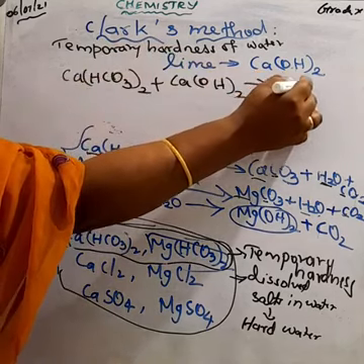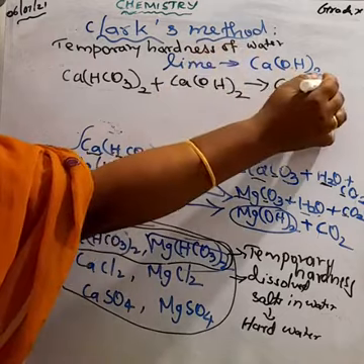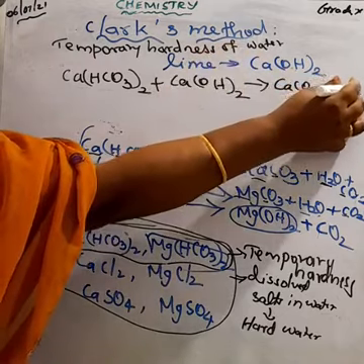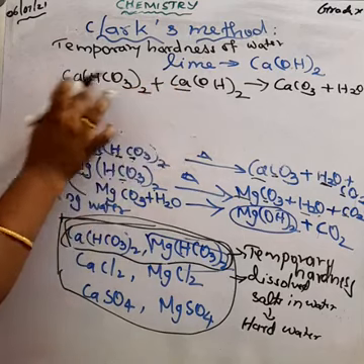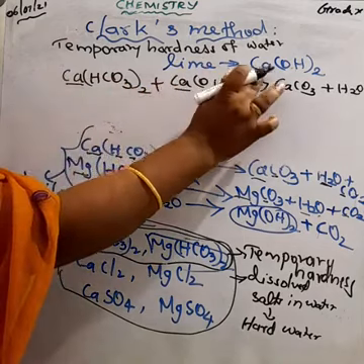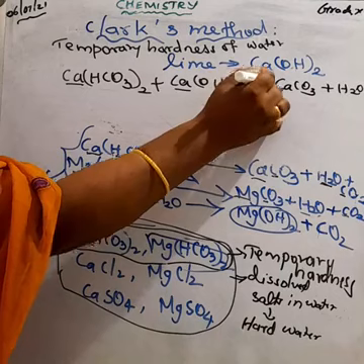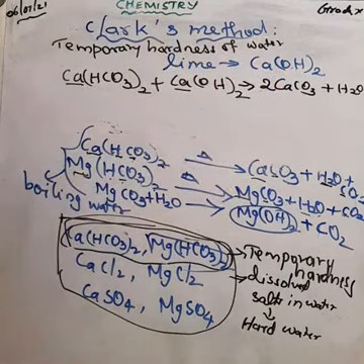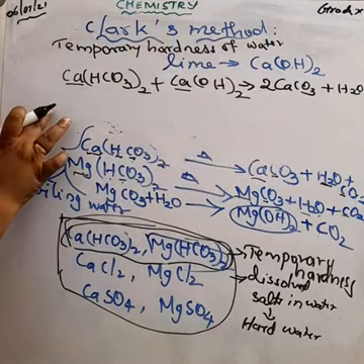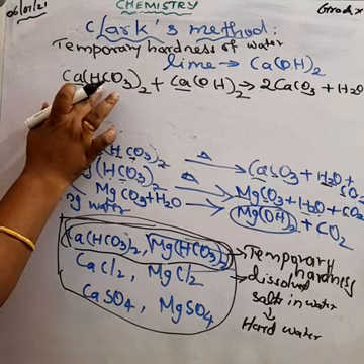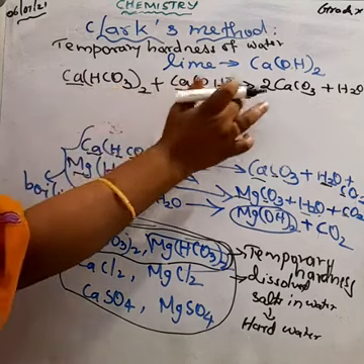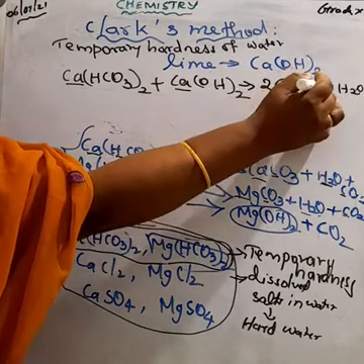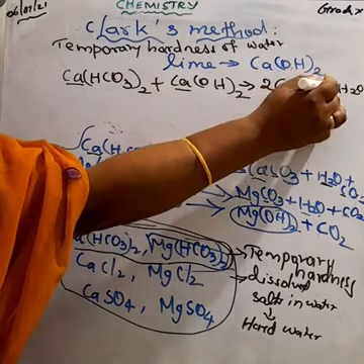We have to balance the equation here. First, balance calcium. How many calcium atoms are there? Two calcium atoms on the reactant side, but on the product side only one calcium. So we have to make it two. Now calcium atoms are balanced. Hydrogen atoms: here 2 plus 2, totally 4 hydrogen atoms, but on the other side only 2 hydrogen atoms. So we have to make it 2.